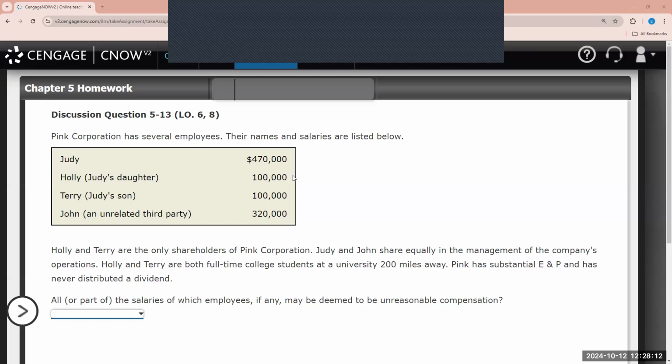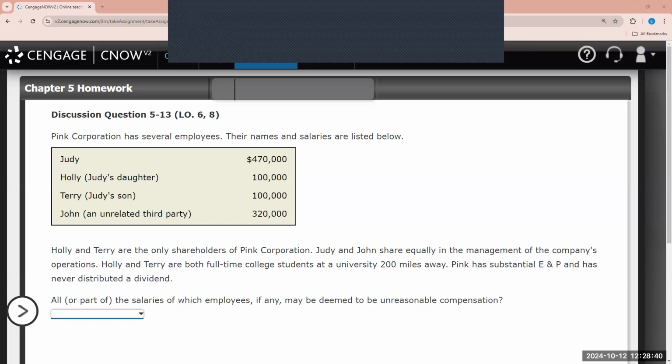As we consider Holly and Terry, they're both full-time college students at a university 200 miles away, and they're making $100,000, six figures each year. So one of the key things, a corporation can provide indirect compensation to shareholder employees by paying them expenses that benefit them personally. But these are not deductible to the corporation.